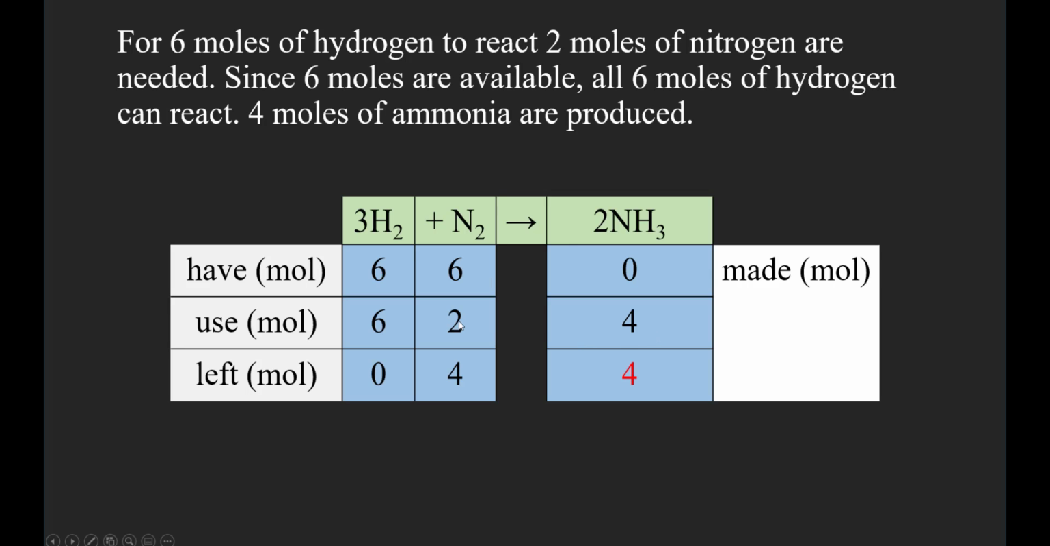And again, we look, do we have 2 moles of nitrogen? Yes, we do. We actually have 6. So we can react all 6 moles of hydrogen. Finishing up the bookkeeping, we had 6. We reacted 6. Nothing's left over. Of the 6 nitrogens that we started with, only 2 actually reacted, so 4 are left over. We did not have any ammonia, so we made 4, and therefore 4 will be left over when we're all done.